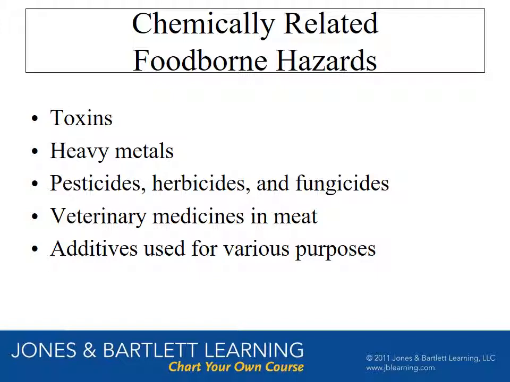So we've talked a lot about microbiological contamination of food. Now I'll give you some examples of chemically related foodborne hazards. We've described the term toxin before. In the context of microorganisms, that contamination still would be microbiologic, but there are other examples of toxins in food that we'll talk about. Heavy metals like lead or arsenic are also potential hazards from food. Pesticides that we intentionally spray on foods to improve the growth and the quality of the food, herbicides, fungicides, veterinary medicines used in meat like antibiotics, and then additives for other purposes.